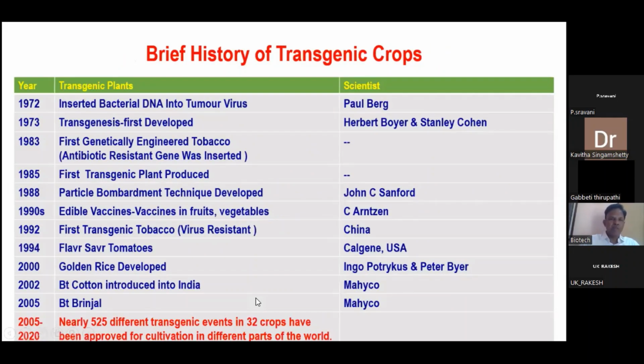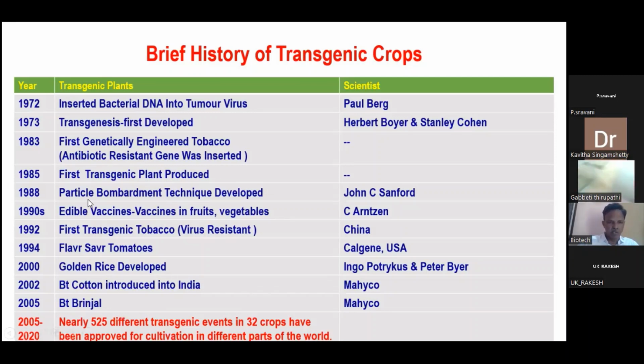Okay. What is a brief history of transgenic crops? As I've told you, it all started in 1972 when the scientist Paul Berg was responsible for inserting bacterial DNA into tumor virus. I repeat, he found that a small piece of bacterial DNA can be transferred to a virus, that is tumor virus. This is the first step actually. Then Herbert Boyer and Stanley Cohen developed this technique of transgenesis or transgenic plant development.